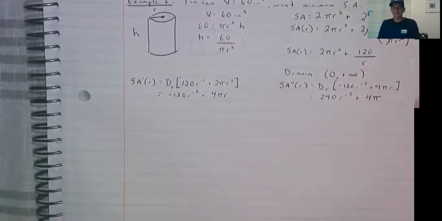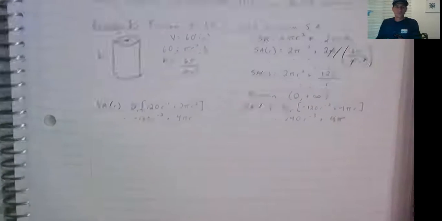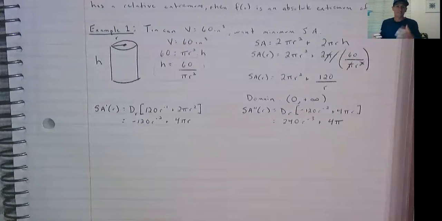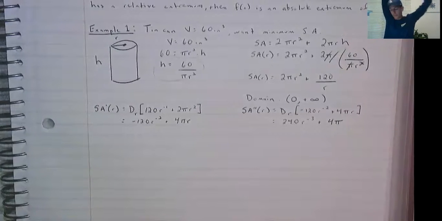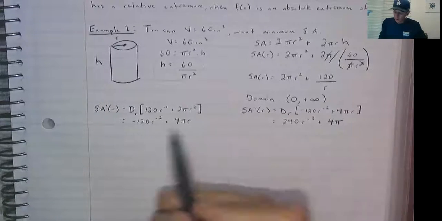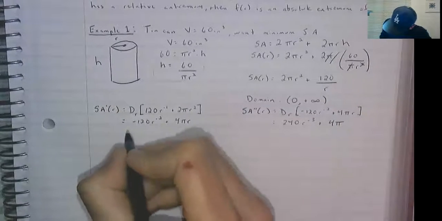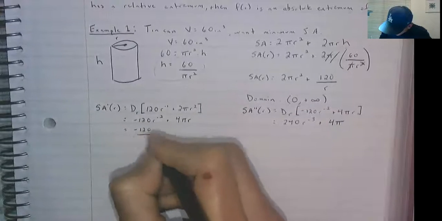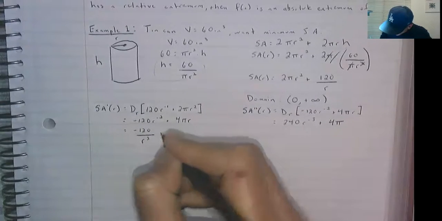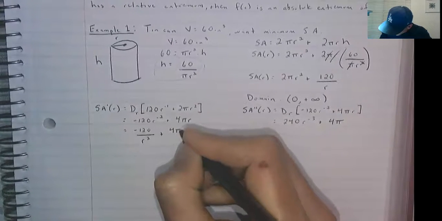Cool, cool, cool. So we've got our first and second derivative. Now the question is, okay, what's going on with our possible critical points and relative extrema? So this guy might be easier to see if we rewrite this. Negative 120 over R squared plus 4 pi times R.